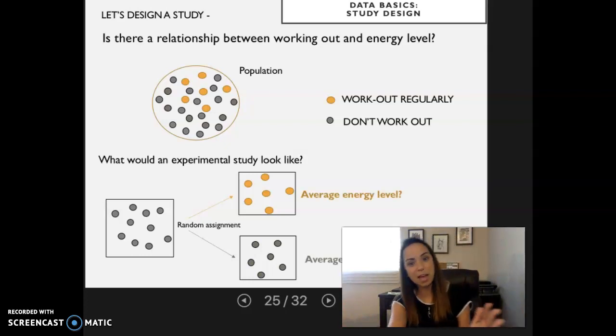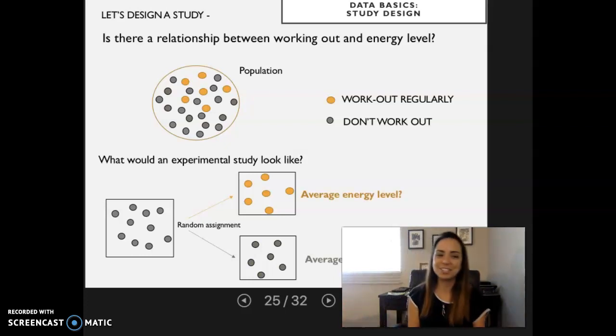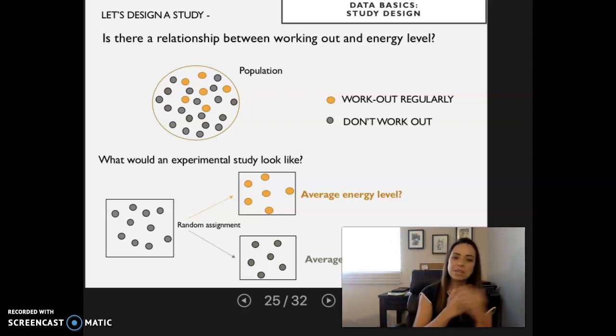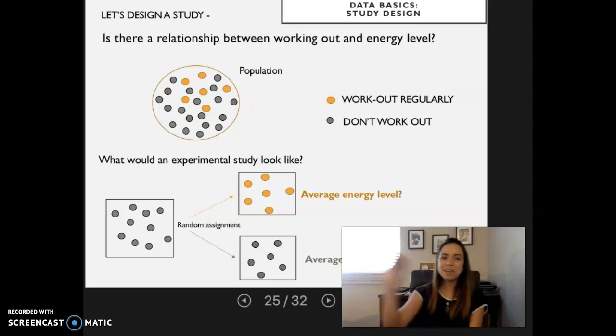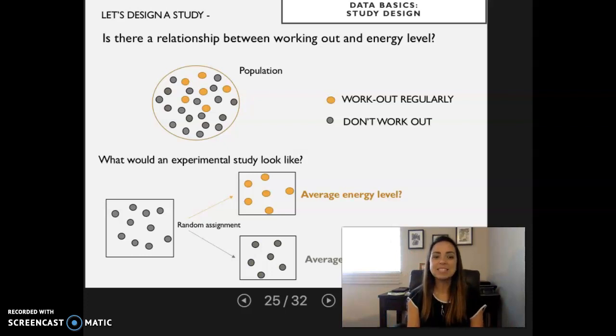Then time goes by, and then I measure the energy level, right? If there's a difference between groups now, it cannot be because high energy level leads to activity, because I was the one who introduced the activity, and then I measured the energy level after. So if one group has more than the other, the only difference between them is the introduction of activity in one of the groups.